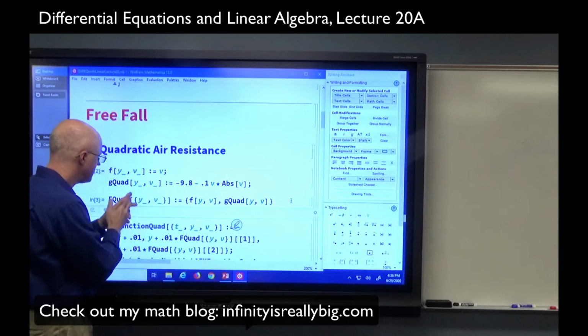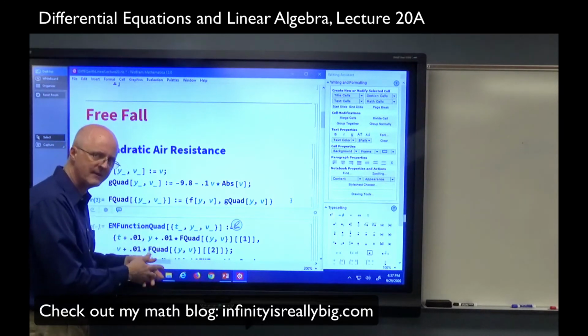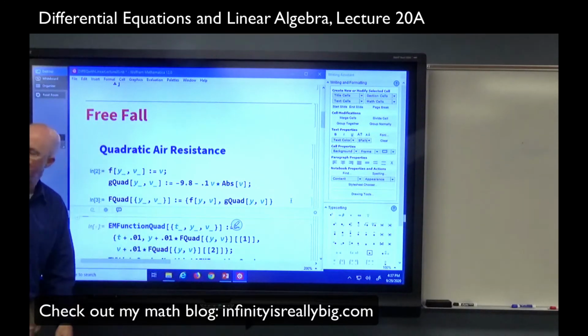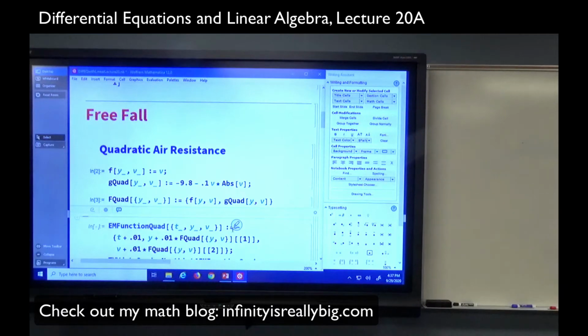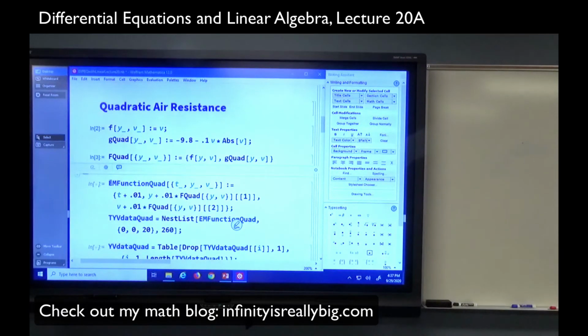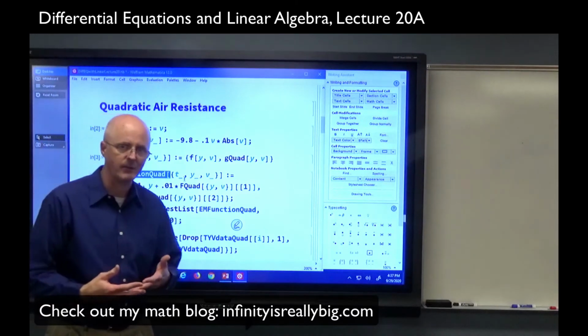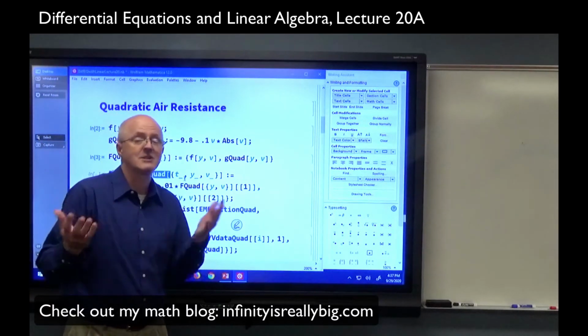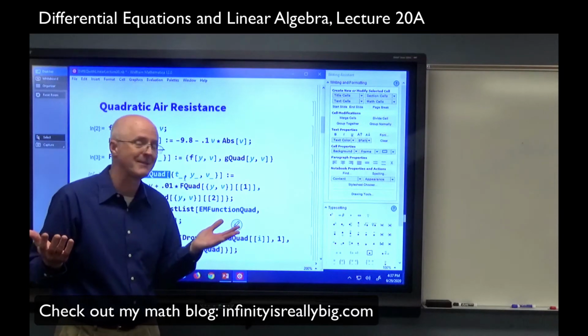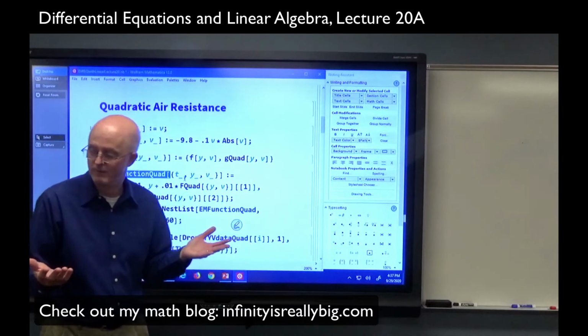It ends up being nice doing a similar kind of thing when we use Euler's method and NestList to do that. So I'm sort of making a practice of doing that. And in fact, that's what I do right here. My EM function, quad, remember that's just the thing that I'm going to iterate with Euler's method. It's just my name for it. I could have called it something else, like just H or something. That would have been simpler.